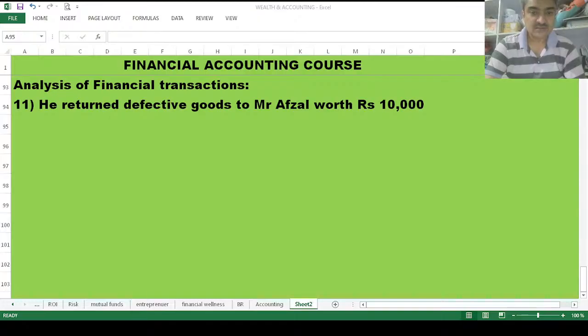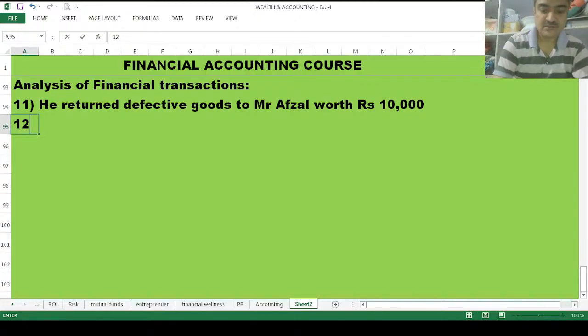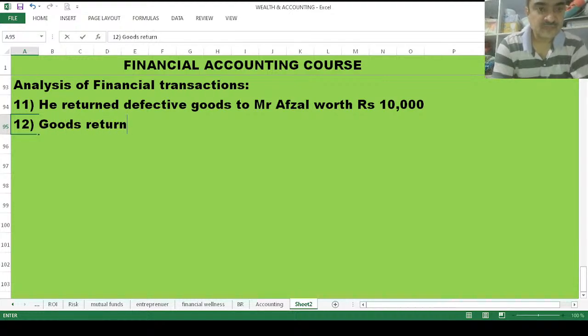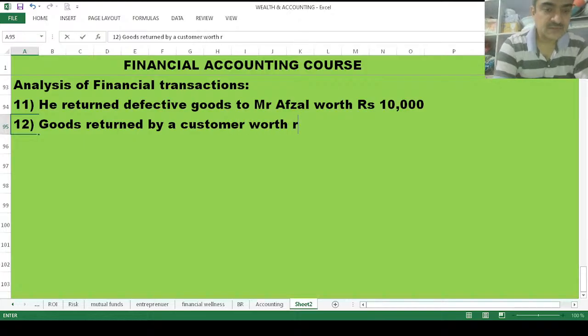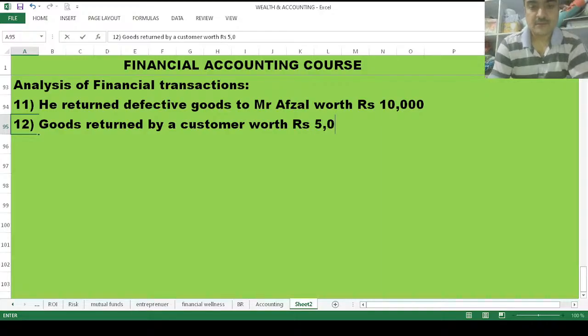The 12th transaction is goods returned by a customer worth rupees 5,000.